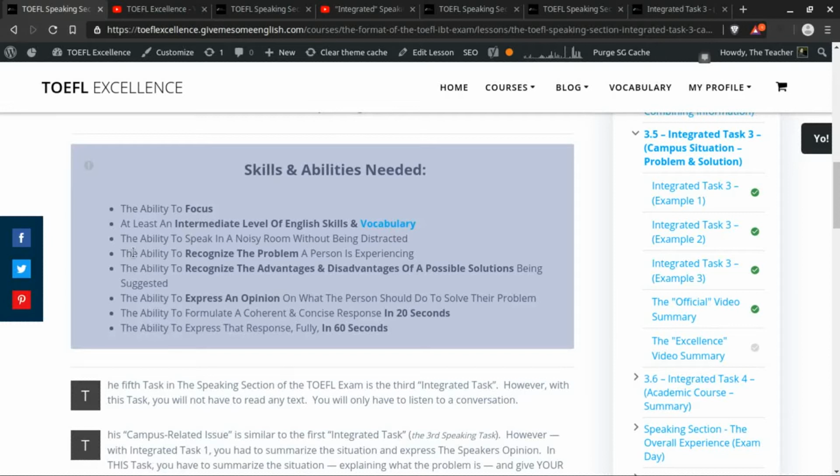All right, so you also need to have the ability to speak in a noisy room without distractions, because in the different testing centers around the world, you really don't know what the conditions are going to be like, unless, of course, you visit the testing center before exam day, which is another thing that I highly recommend. If the testing center is close to where you live, you should definitely visit the testing center before exam day. But that's another story. We'll deal with that in another lesson or a blog post.